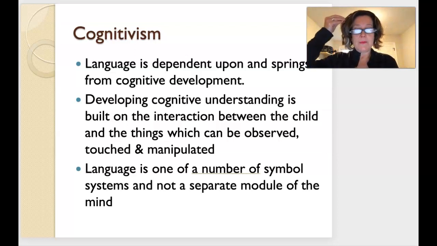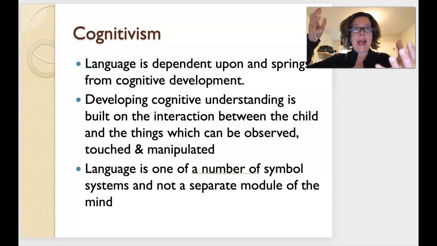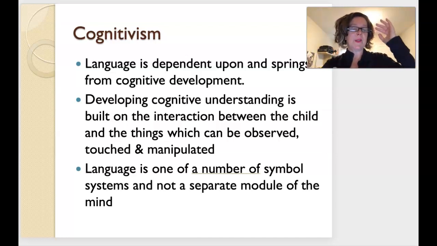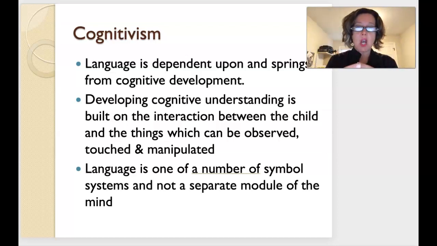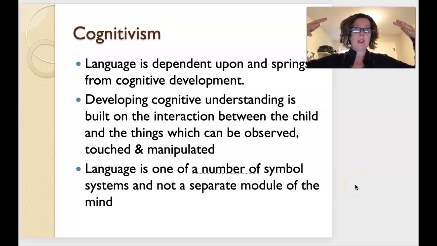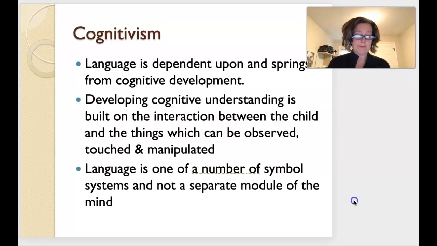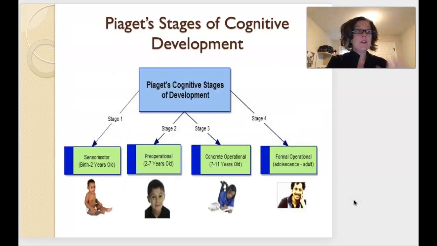The child, we have to be thinking about what's going on in the mind, how are they processing it, but then how are they actually interacting with it will impact how they're processing it. So that actual hands-on interaction is key. And language is one of a number of symbol systems and not a separate module of the mind. So it's not this kind of black box. A cognitivist would say no, it's absolutely interspersed with everything else that's going on in the mind.